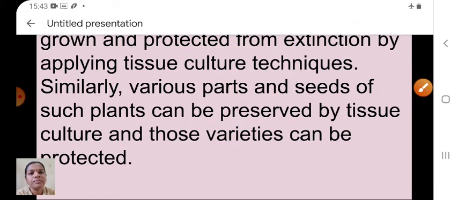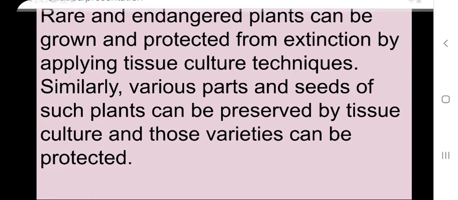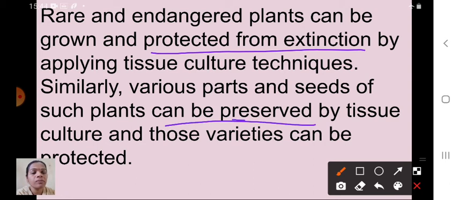Next one is rare and endangered species. Nowadays, we have many rare and endangered species. That means they are in a last stage, with very few plants or animals remaining. That is called a rare species, for example, nepenthes plants. Such plants can be grown and protected from extinction by applying tissue culture techniques. Similarly, various parts and seeds of such plants can be preserved by tissue culture and those varieties can be protected.